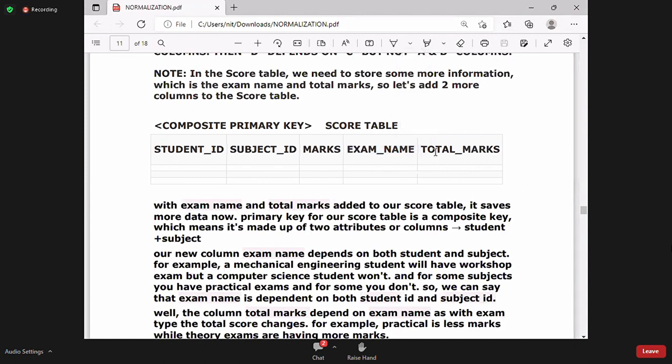So total marks is called a non-primary key. Examination name is also called a non-primary key. So total marks is depending on another non-primary key, examination name. So what do we have here now? Transitive dependency columns. Examination names represent total marks. Total marks will be calculated based on examination names. So both are what? Transitive dependency on each other.